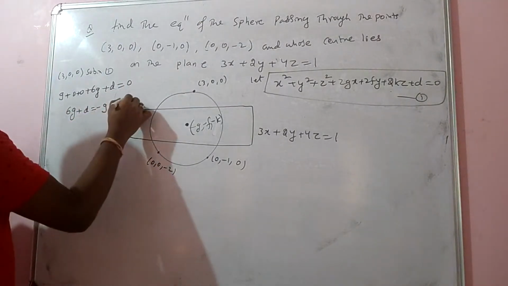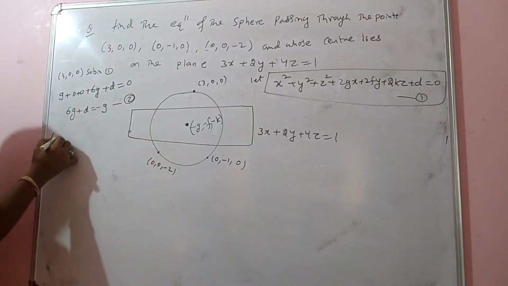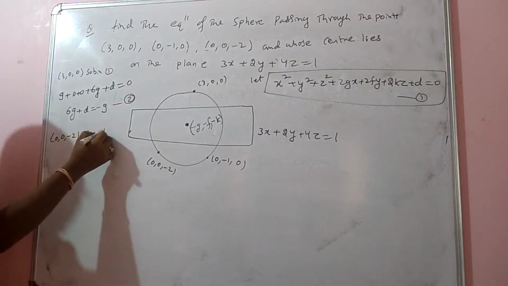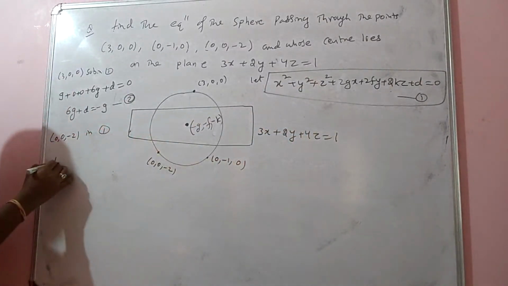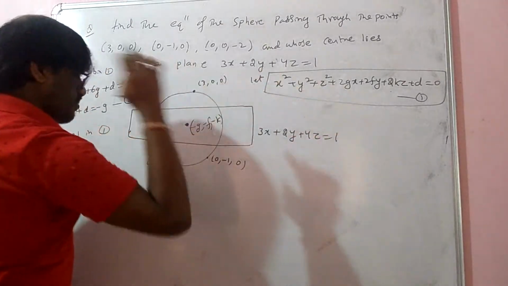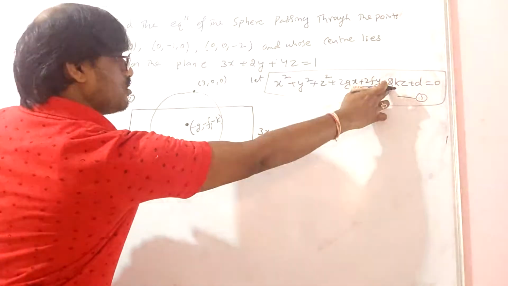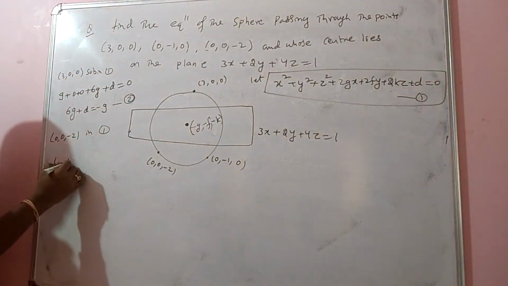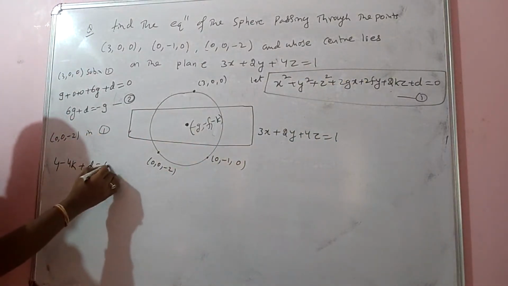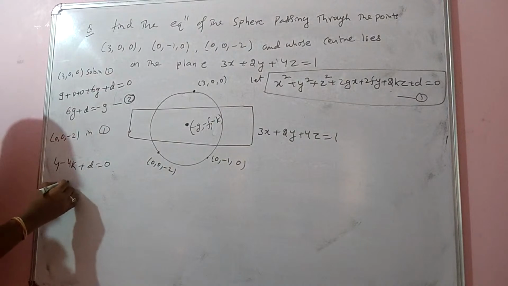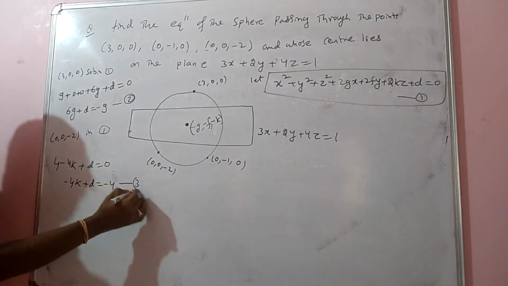Now I will substitute (0, 0, -2) in equation 1. So z square is 4, and with z equal to -2, the 2kz term becomes -4k, plus d is equal to 0. That means I am going to get 4 - 4k + d = 0. This is equation number 3.